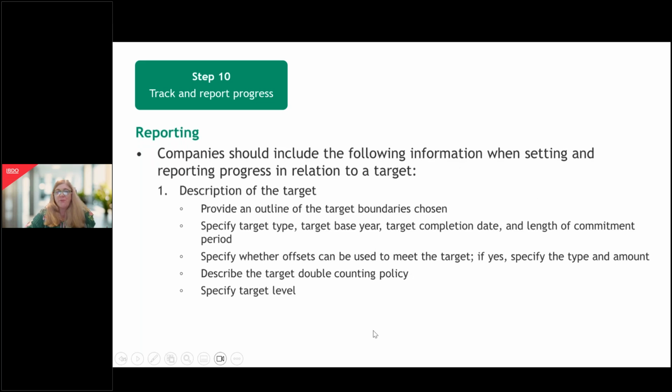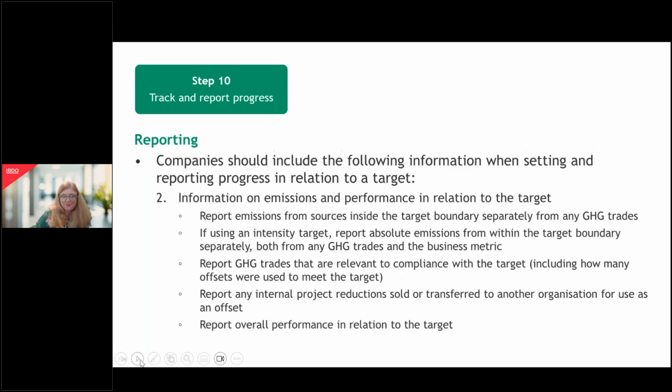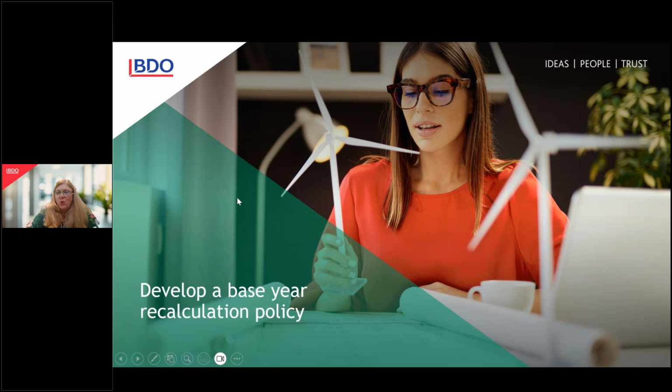When we look at reporting, remember reporting will be required under IFRS S2, but even the Greenhouse Gas Protocol talks about this being the kind of information we would expect to be disclosed around targets. So what is the target boundary, the target type, the target base year, the completion date, the length of the commitment, all the 9 steps that we've basically talked through, document that and make it available as part of your external reporting. So we have a transparent carbon footprint and transparent carbon targets. And then we could also include information on emissions and the performance in relation to the target. So yes, this is our baseline footprint, these are our targets, and this is how we're progressing over time. So that's all about setting that target.